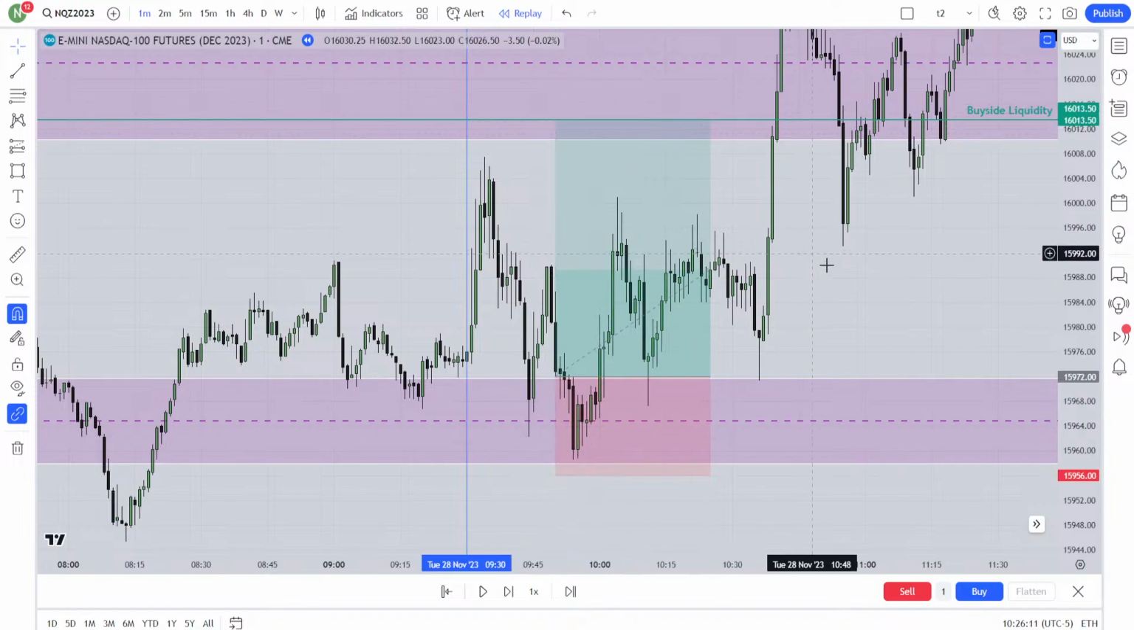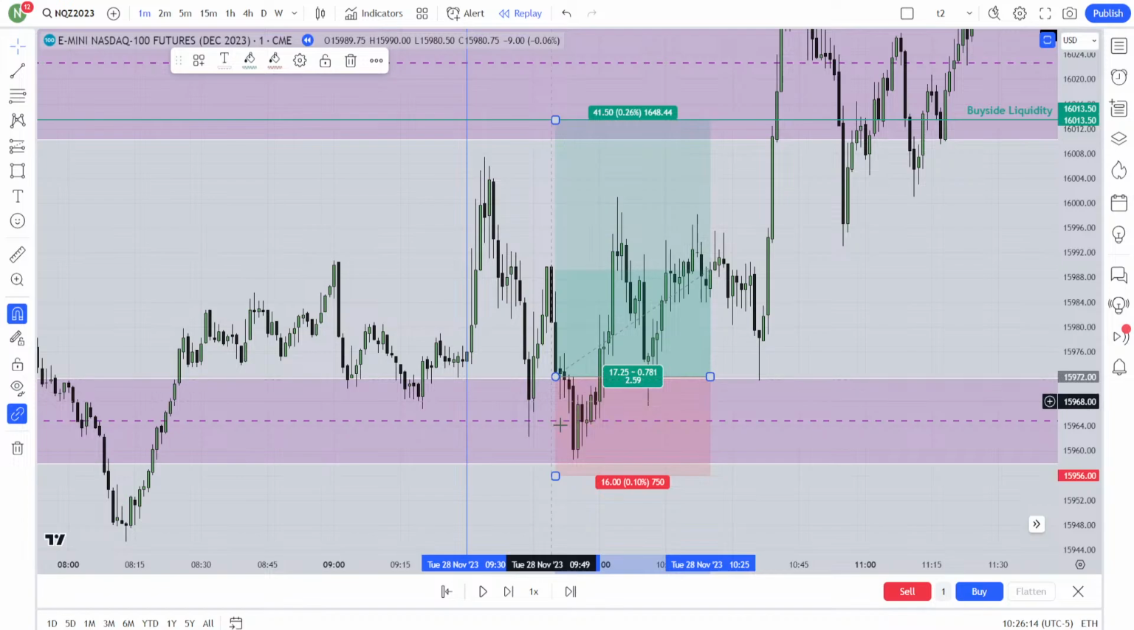That should be your target. Now if you take that entry, it's not bad. In my opinion, that is not bad. It's perfectly okay. You can take that entry.